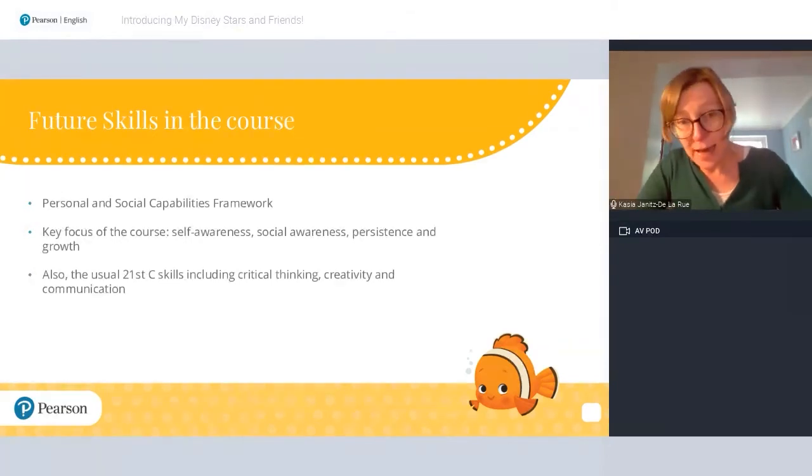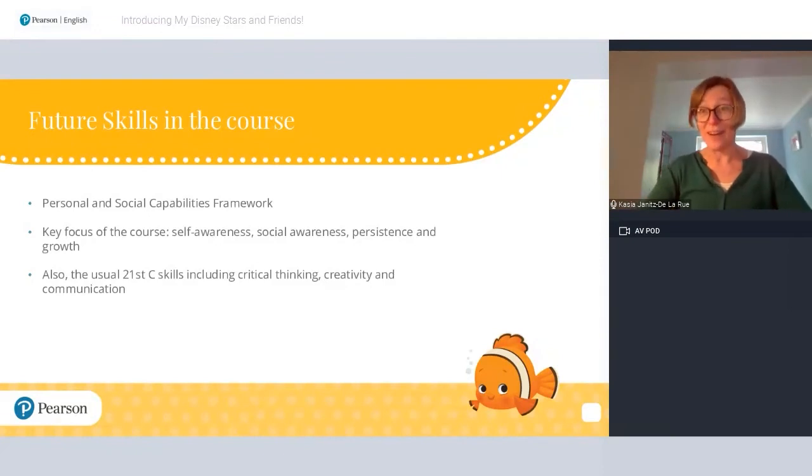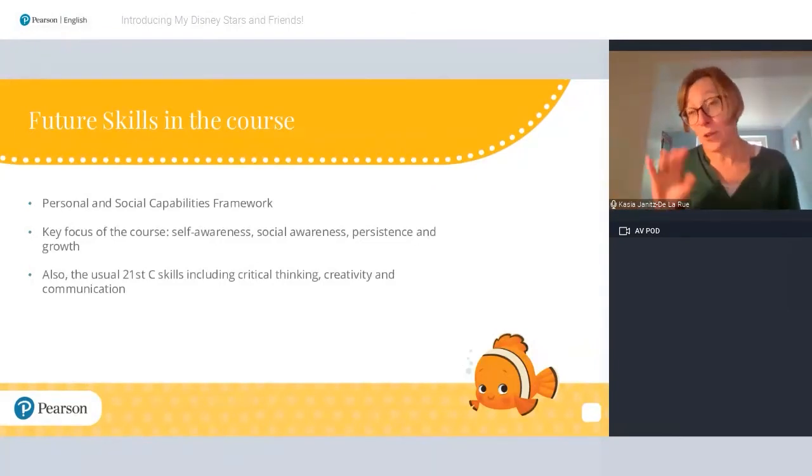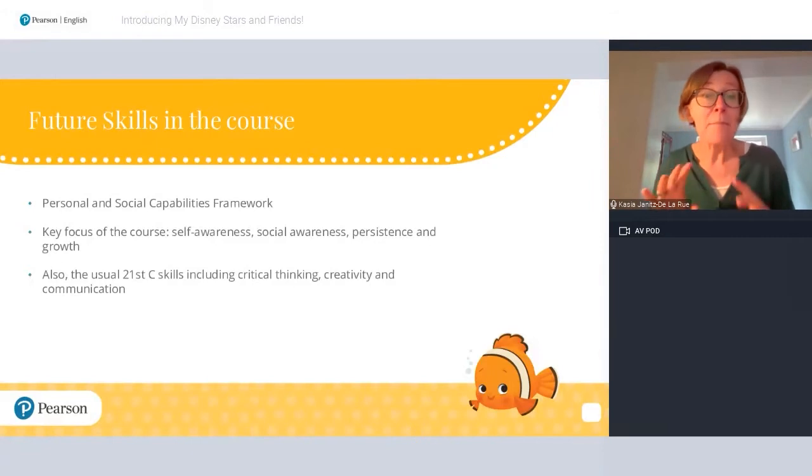And I would like to move on to how the future skills appear in the unit. The future skills that we have in the course all stem from the personal and social capabilities framework, which is a Pearson framework, which is part of the employability framework. Of course, when they are 3 or 4, it's quite early to think about employability. But I'm mentioning this because it's part of a bigger framework, and these are very key skills for children to have.